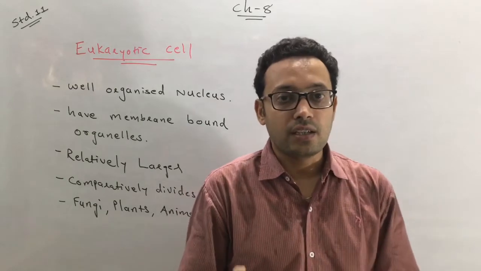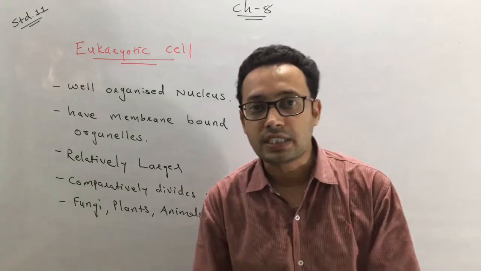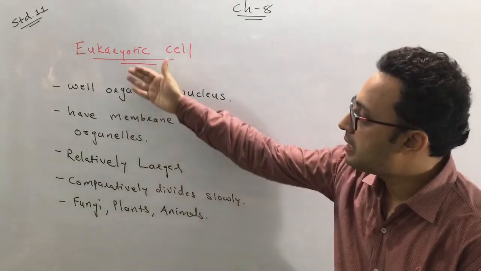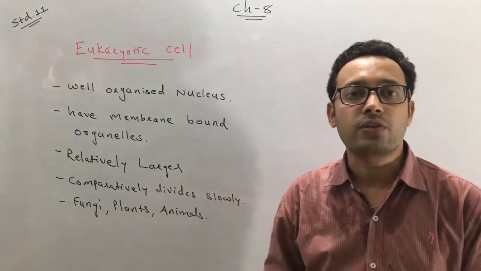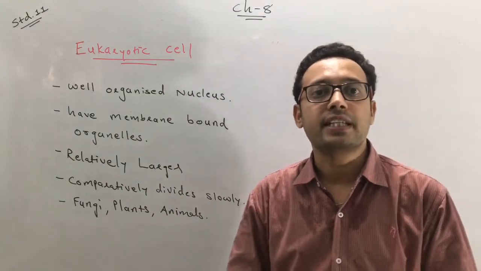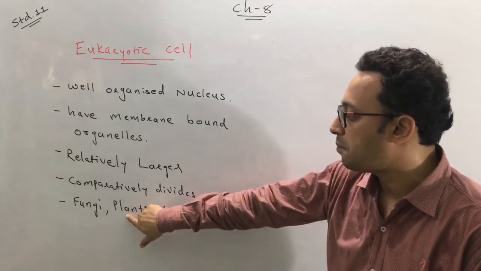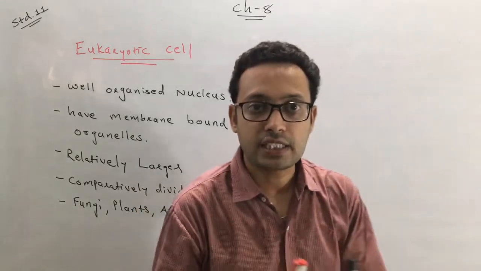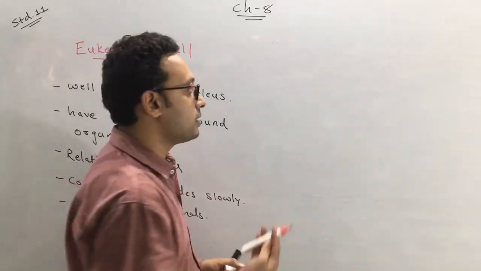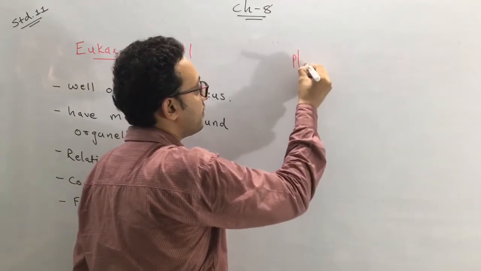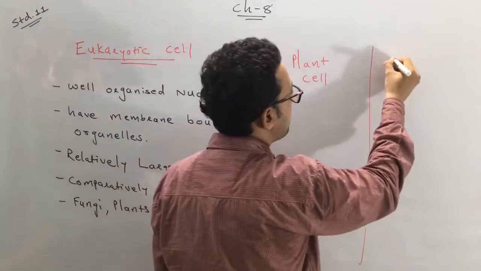So now one point is clear: all types of eukaryotic cells are not the same, but they share some basic characteristics. These are the basic characteristics you can find in every eukaryotic cell, but all eukaryotic cells are not the same. We have to focus mostly on these two types of cell, plant cell and animal cell. So let's see what differences exist between the plant and the animal cell. Just see the difference between the plant cell and the second one, the animal cell.